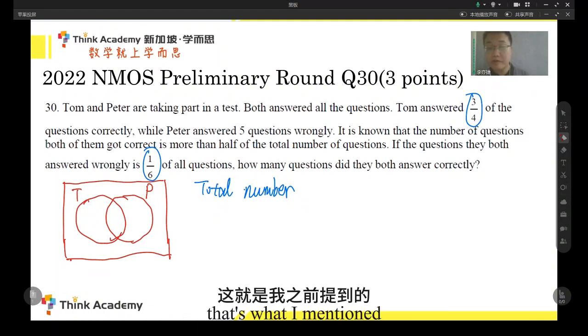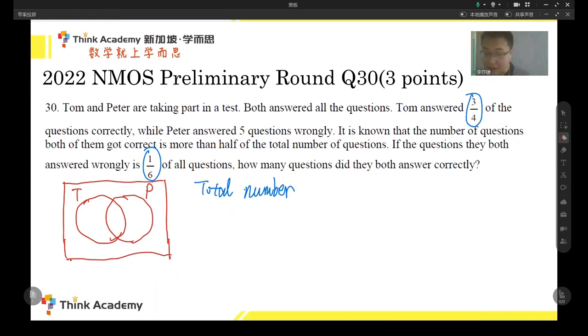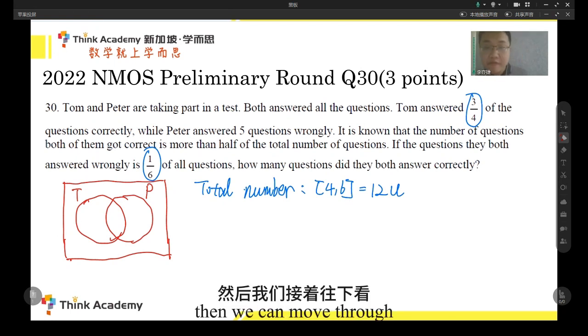That's what I mentioned before, that sometimes we should use integers. Every amount in this question should be an integer. So we can have the total number of questions be a common multiple of 4 and 6, as the LCM of them is 12. So maybe we can name it 12u, where u is an integer as well. Okay, then we can move on.